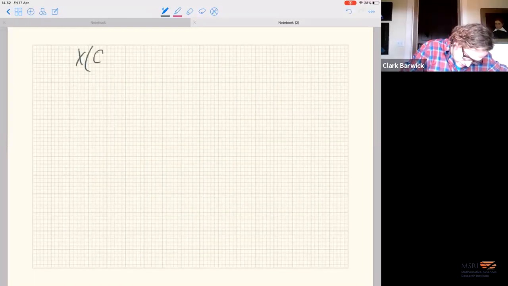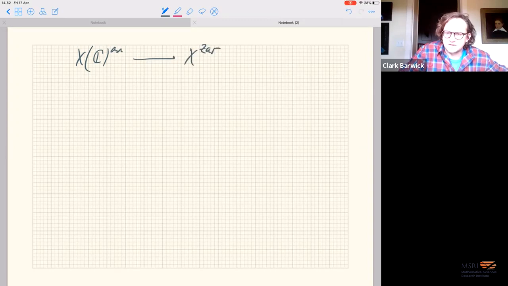So let's see, do I understand what you're saying here? You're saying I look at X of C in the analytic topology and I map it to the Zariski topological space attached to X. Right. And so what are you telling me about how this interacts with the étale site?